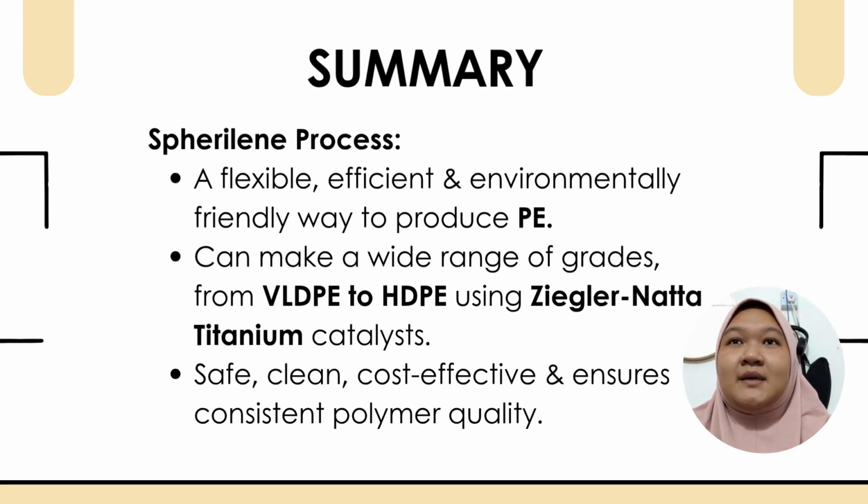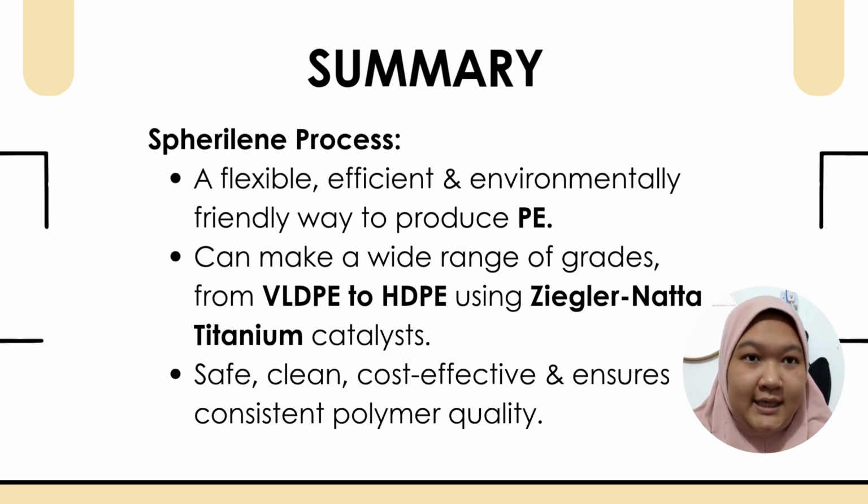Let me summarize the key points of the Spherilene process. This process is a flexible, efficient, and environmentally friendly method for producing polyethylene or PE. It allows the production of a wide range of polymer grades, from very low density polyethylene to high density polyethylene, by using a Ziegler-Natta titanium catalyst. Overall, the Spherilene process is safe, clean, and cost effective. It also ensures consistent polymer quality, which makes it a reliable choice for industrial PE production.